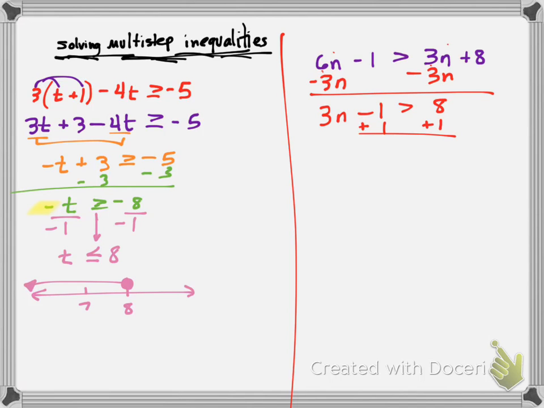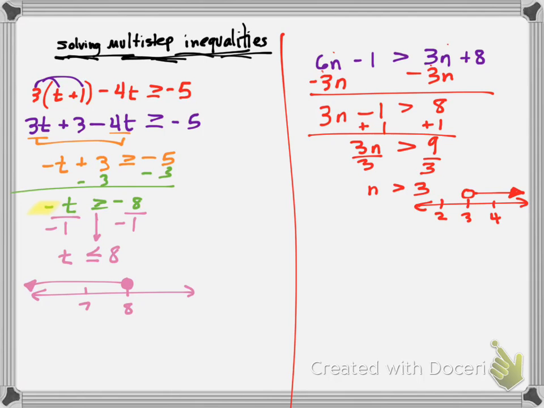Then I can add 1, which gives me 9. I have 3n is greater than 9. I divide by 3, and I get n is greater than 3. Quick little graph, 2, 3, 4, open circle because there's no equals, arrow pointing in the positive direction.